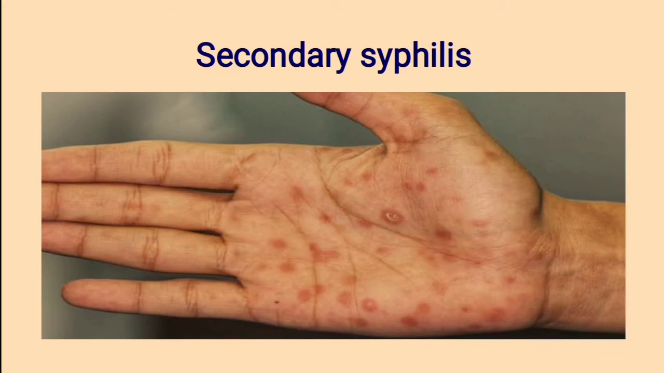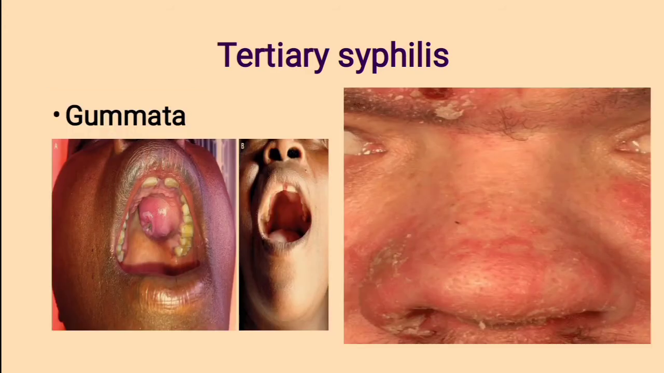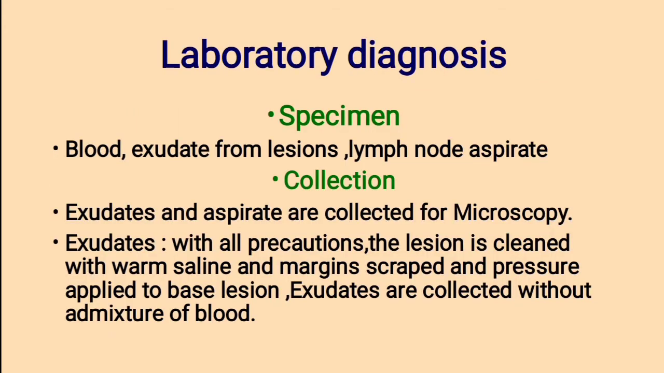and this is a picture of secondary syphilis. Certain types of rashes, rose spot rashes, are seen on the arms. Then tertiary syphilis forming gummatous matter. Then laboratory diagnosis of syphilis, or Treponema pallidum.